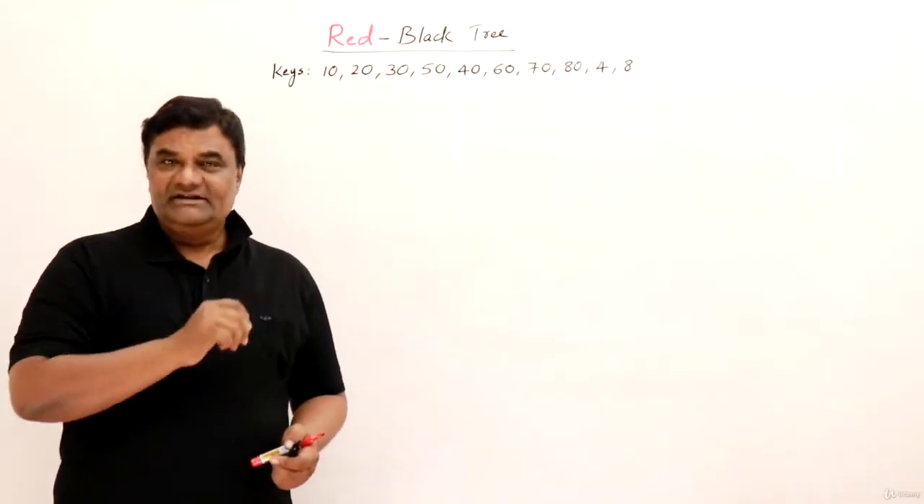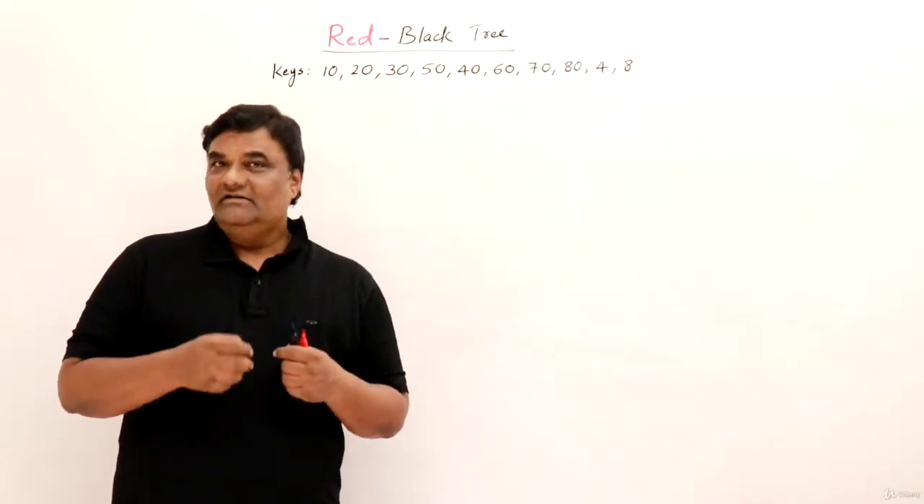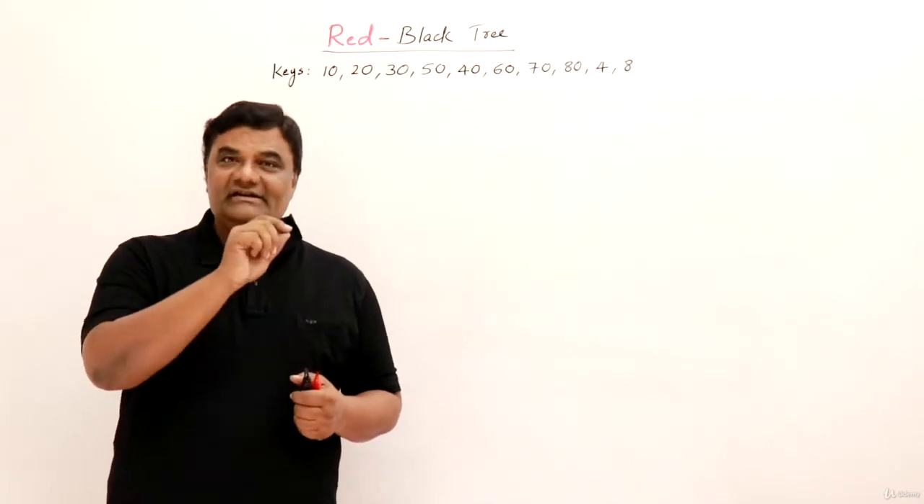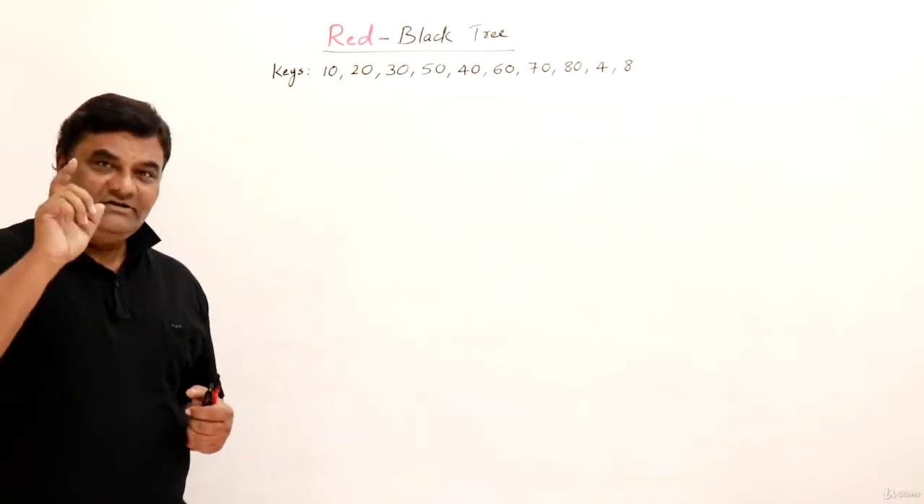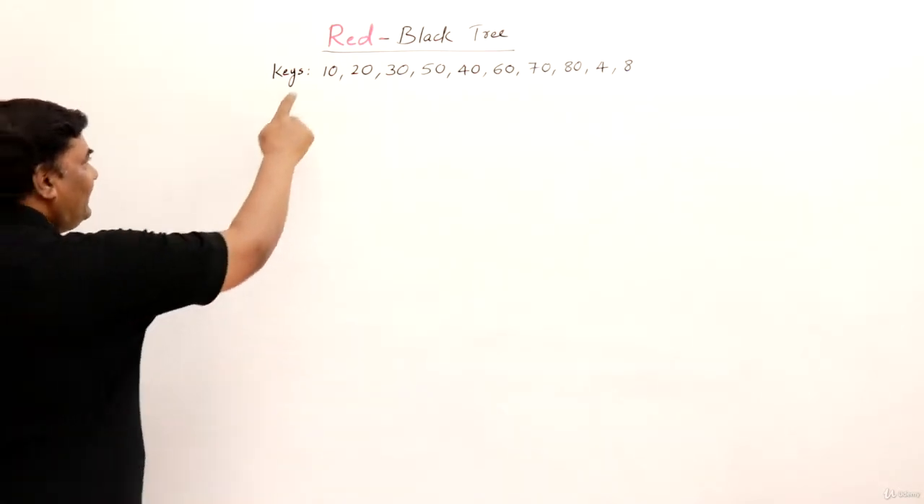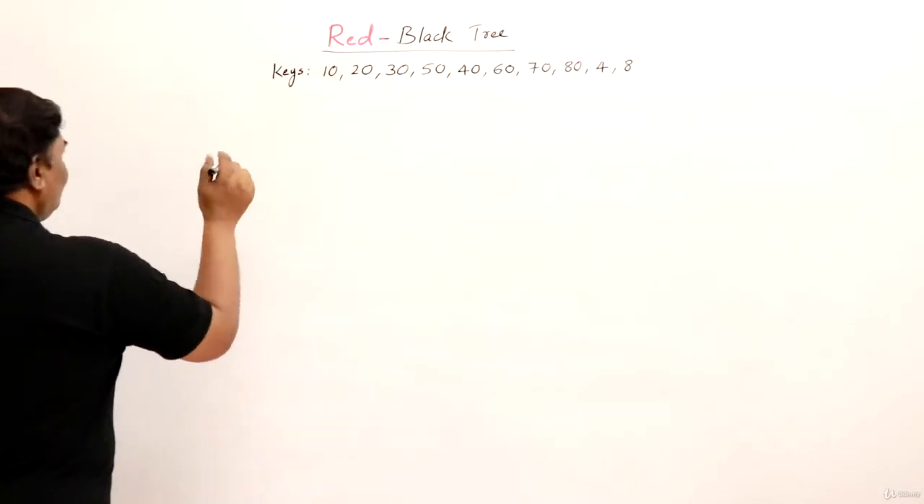Here I have taken some keys. Let us create a red black tree by inserting each key one by one. So let us start. The first key that I have is 10. I have to insert 10.